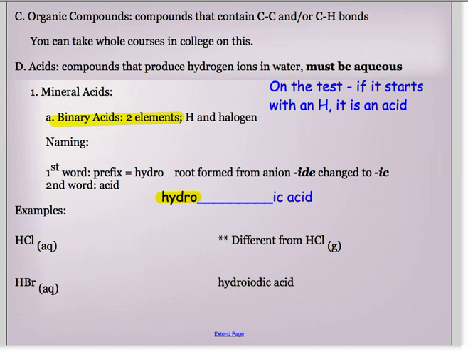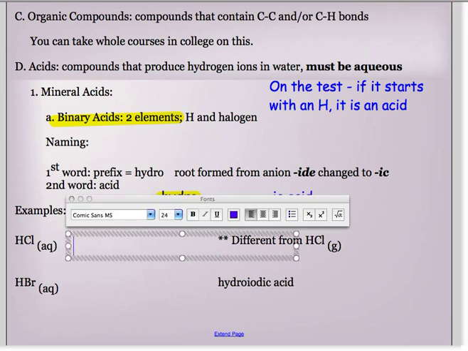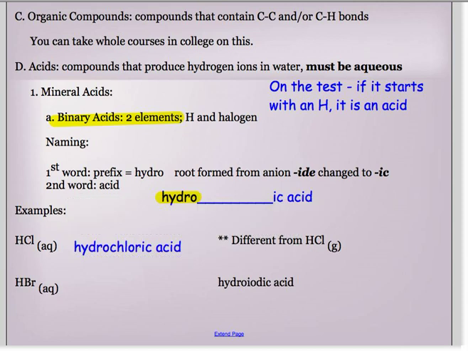So what you do is you say hydro, you look at the other element, you shorten it up for the root, and then you call it an ic acid. So if we look here, we have hydrogen and chlorine. It starts with an H, so you know it's an acid. It's only two elements, so you know it's binary. So you've all heard this before, but this is hydrochloric acid, which is your stomach acid.